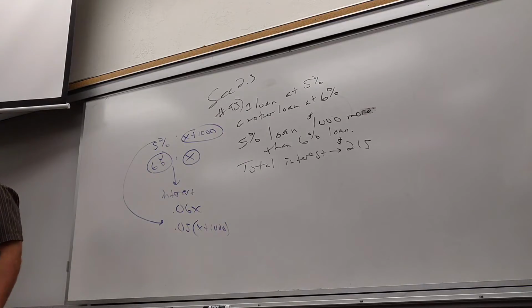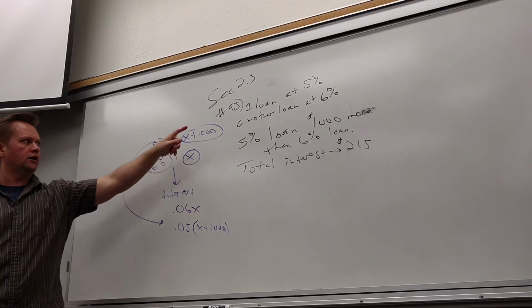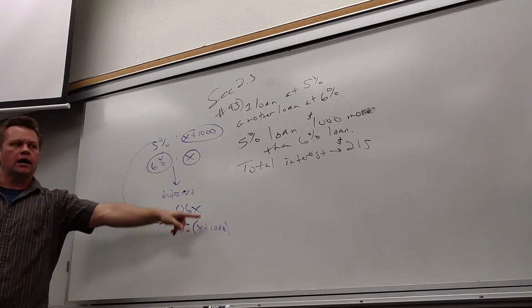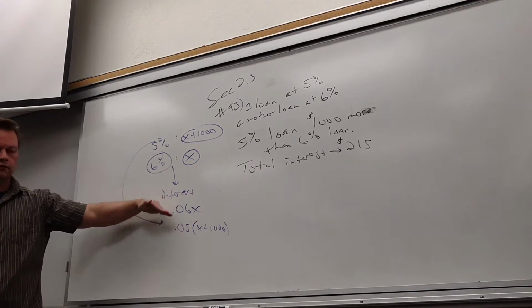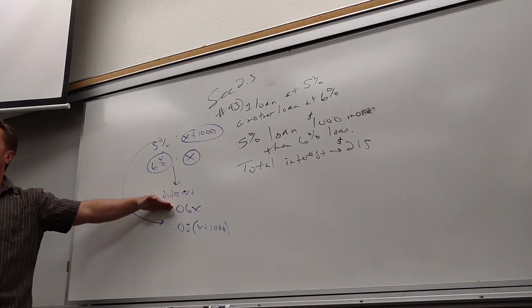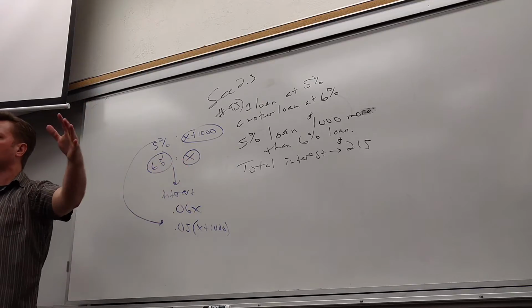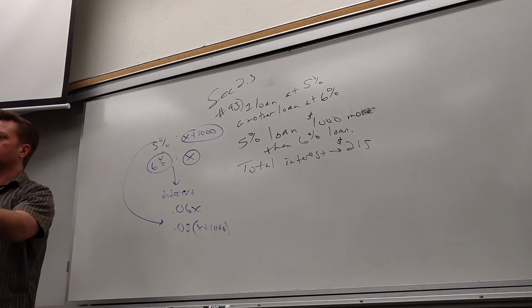You guys know this. Please tell me you know how interest works. If it's a 5% account, it's 5% of whatever the amount was, right? So 6% of X, bam. 5% of this, bam. And how do you get to 215? Add those together, because this is the interest he paid just on that one account. This is the interest he paid on the other account. If you add them together, you get his total interest. The word total is a giveaway.